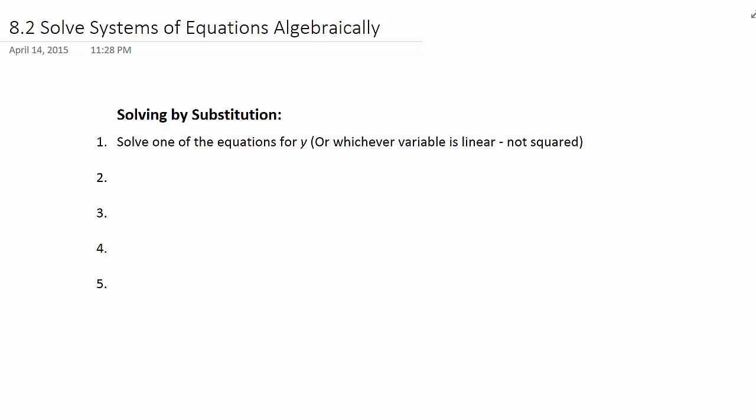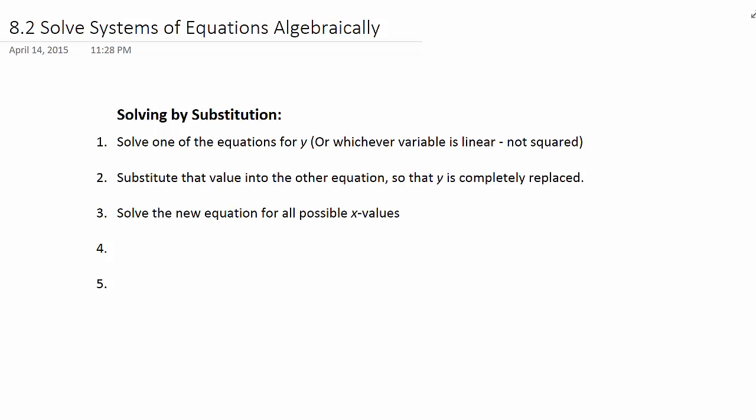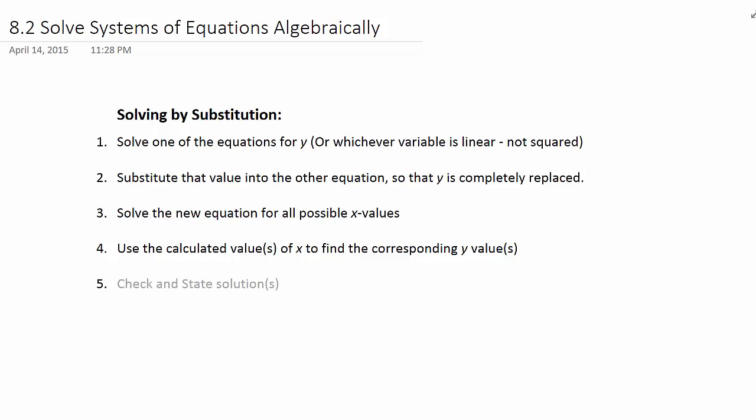Number 1, solve one of the equations for y, or whichever variable is linear. 2, substitute that value into the other equation so that y is completely replaced. Hence the name substitution. 3, solve that new equation for all possible x values. 4, once we've got every possible value for x, we use those calculated values to find the corresponding y values. Step 5, check your solutions as always and state the solutions.